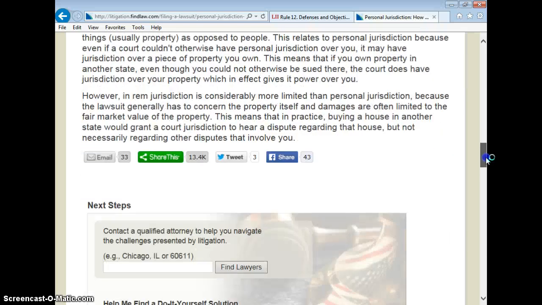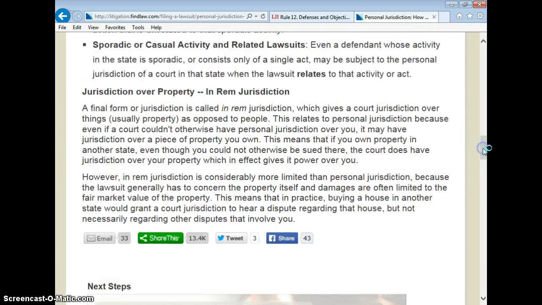Jurisdiction over property. In rem jurisdiction. A final form of jurisdiction is called in rem jurisdiction, which gives a court jurisdiction over things, usually property, as opposed to people. This relates to personal jurisdiction because even if a court couldn't otherwise have personal jurisdiction over you, it may have jurisdiction over a piece of property you own.